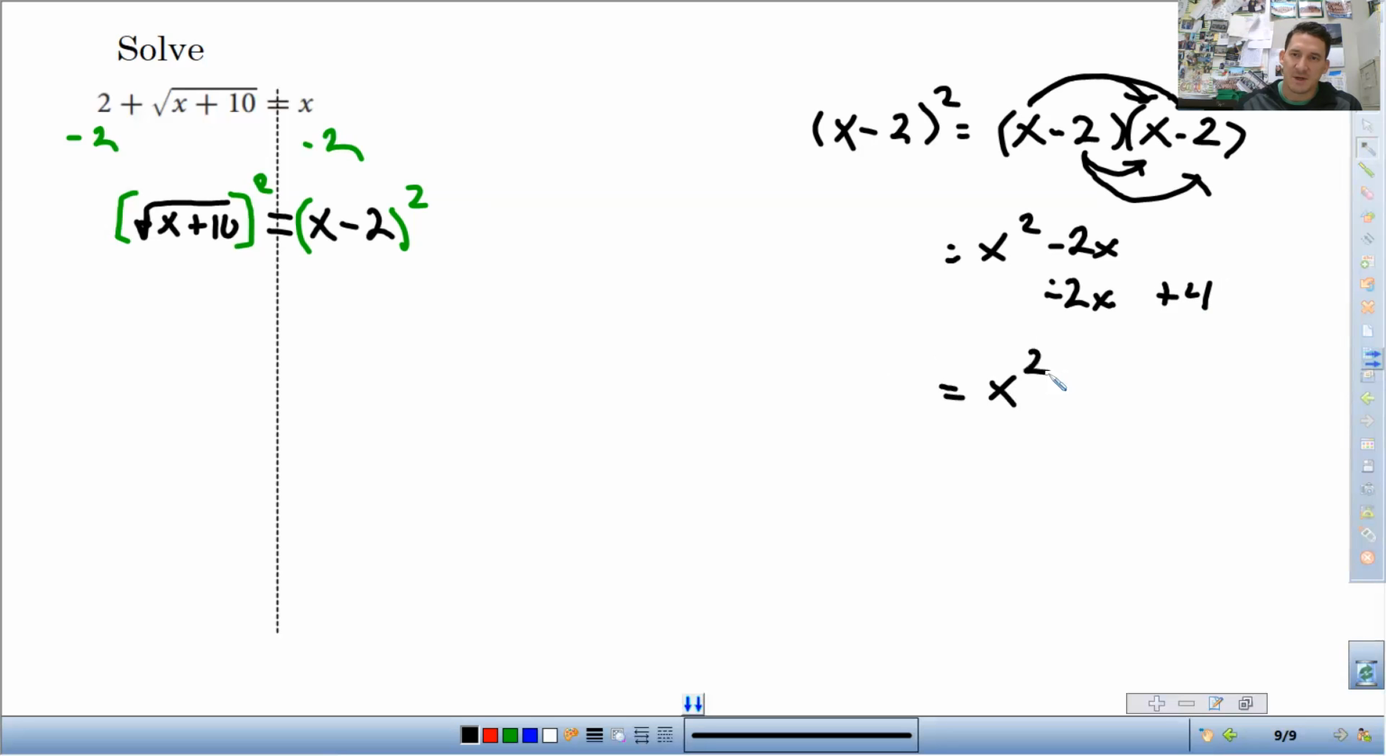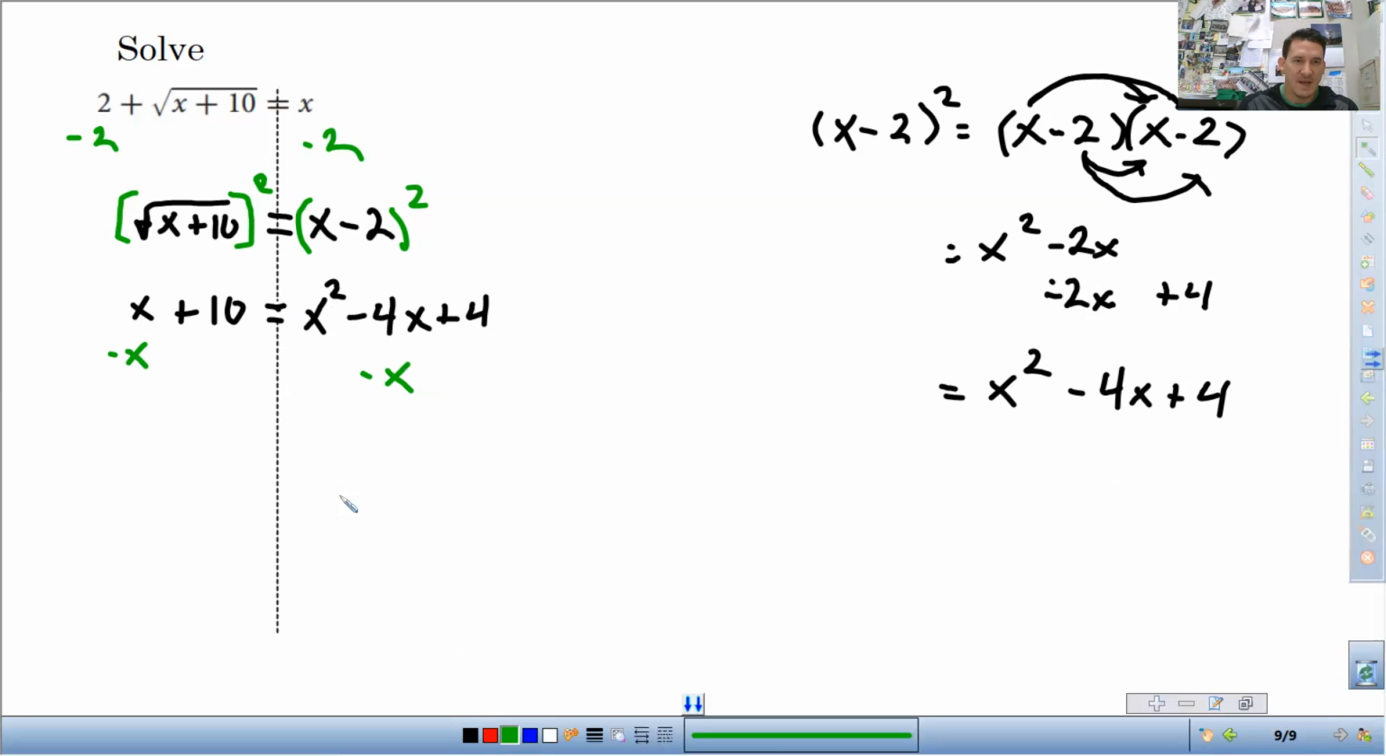Find those like terms in the middle. Negative 2 minus 2, that's negative 4x plus 4. You get x squared minus 4x plus 4. And then x plus 10 is all that's left there. From here, again, it's a quadratic because there's a square. So I want everything on one side equal to 0. So I'm going to subtract x. And I'm going to subtract 10. So x minus x and 10 minus 10 cancel out.